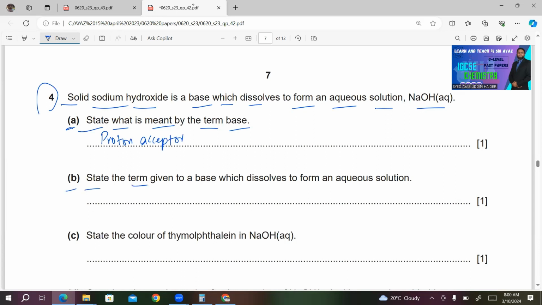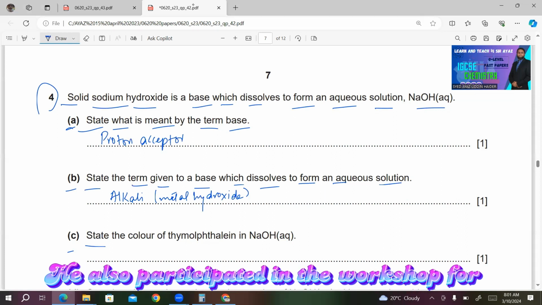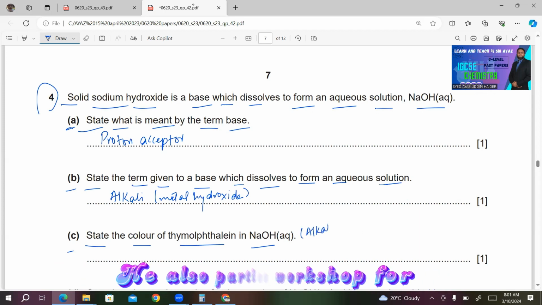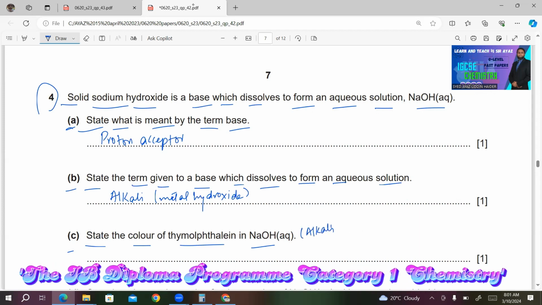B. State the term given to a base which dissolves to form an aqueous solution. They are metal hydroxides. Technically, they are known as alkali. C. State the color of thymolphthalein in NaOH aqueous. NaOH aqueous is alkali, so it must be blue. In alkali, it shows blue color.